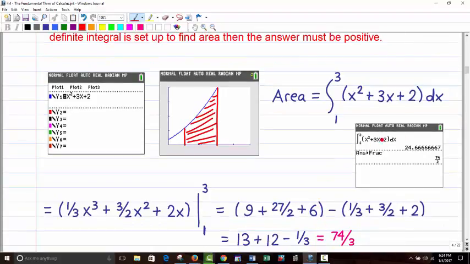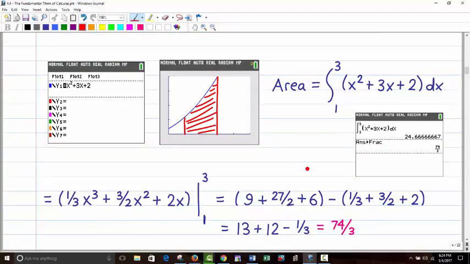So there it is. If you want to do it in the calculator, that's fine. You get 74 over 3, but if you're just using a regular scientific calculator, it's not too difficult to do it by hand. The antiderivative using the power rule: x squared would be 1/3 x cubed, and 3x would be 3x squared over 2, and the antiderivative of 2 is 2x.